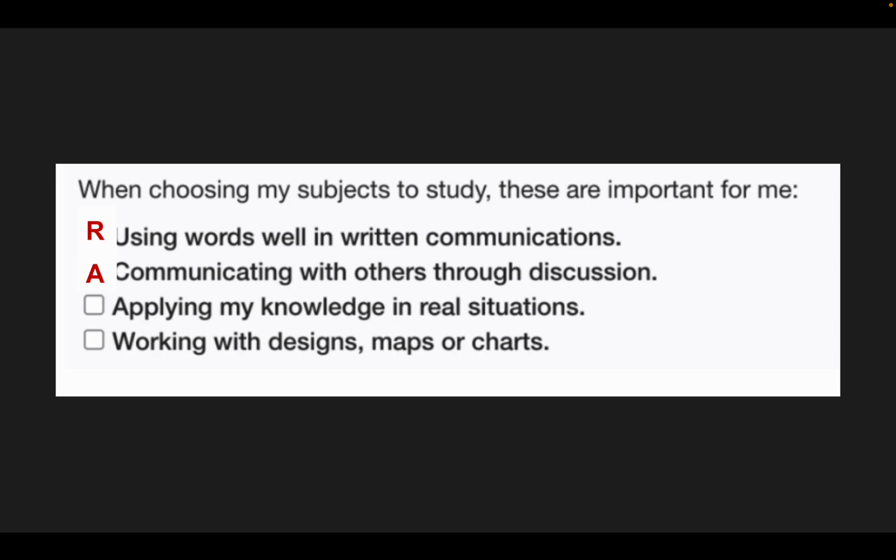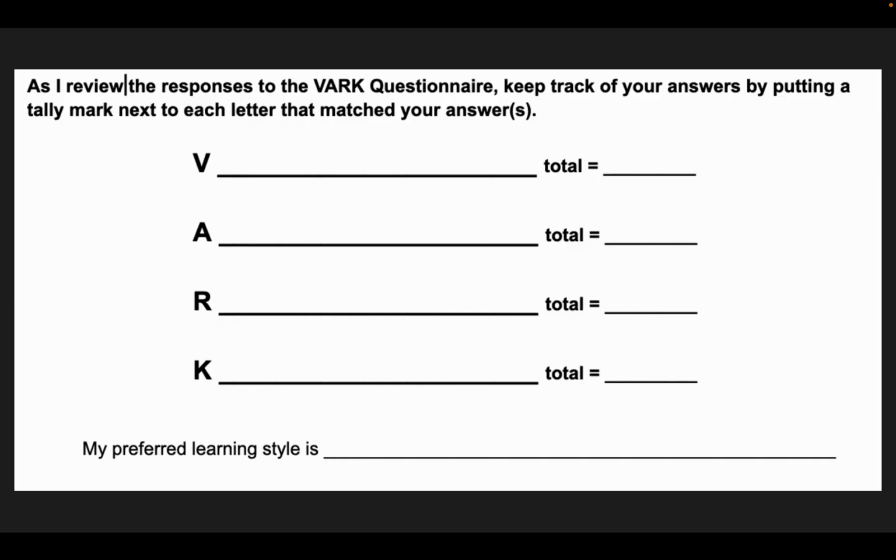Okay, here are the letters. And go ahead and mark your tally mark. And I think that's it. So now you should have all the tally marks next to all the letters. So VARK. Take a second right now, and I want you to tally total how many V's you have, how many A's, how many R's, and how many K's. Okay, and go ahead and write those numbers on that line after it says total.